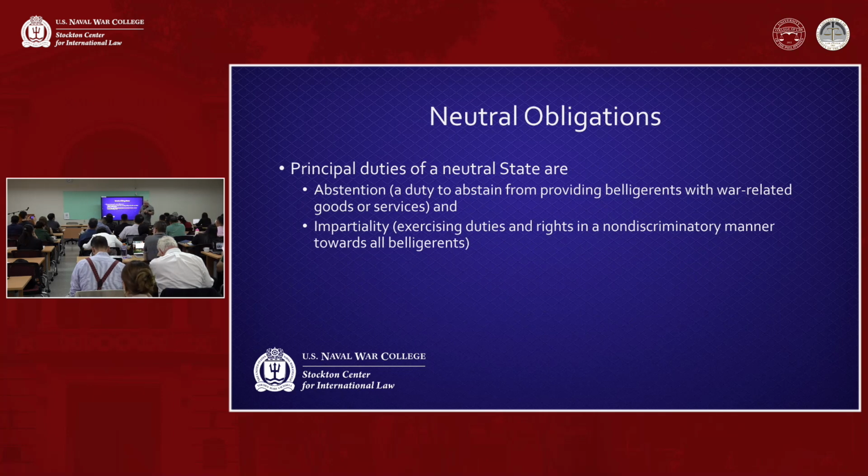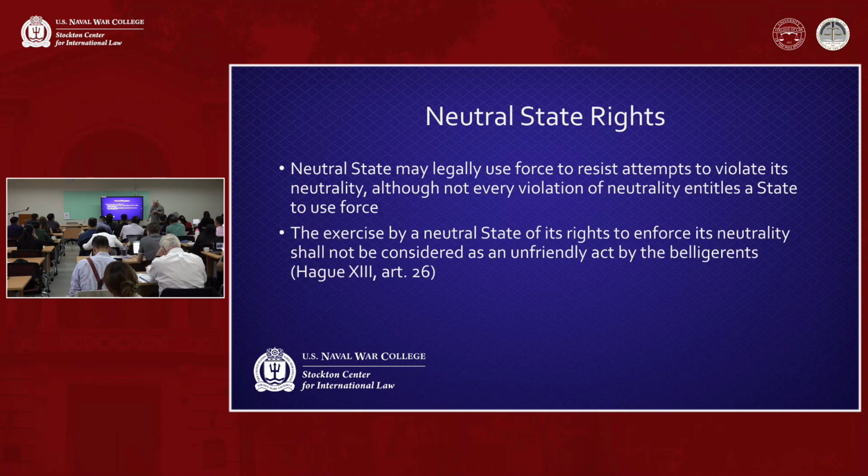Okay, so what are some of the neutral obligations under the law of neutrality? The principal duties of the neutral state are abstention, which means they will abstain from providing the belligerent with war-related materials. Their second duty is impartiality, which means they will exercise their rights and duties on a non-discriminatory basis toward all the belligerents involved in the armed conflict.